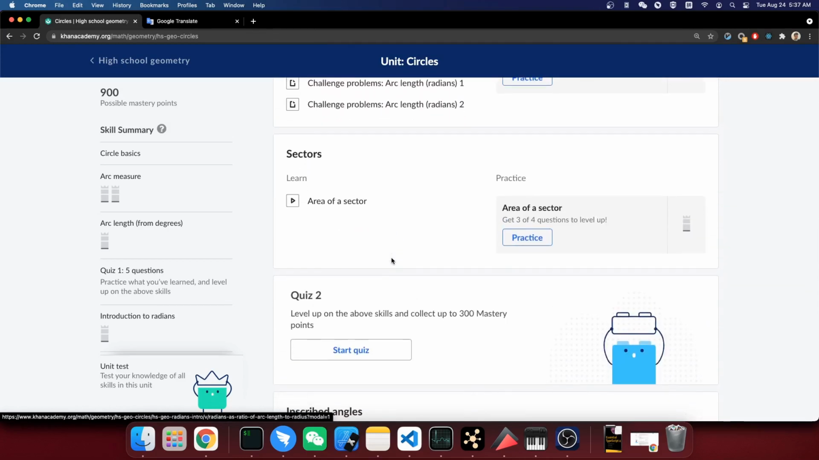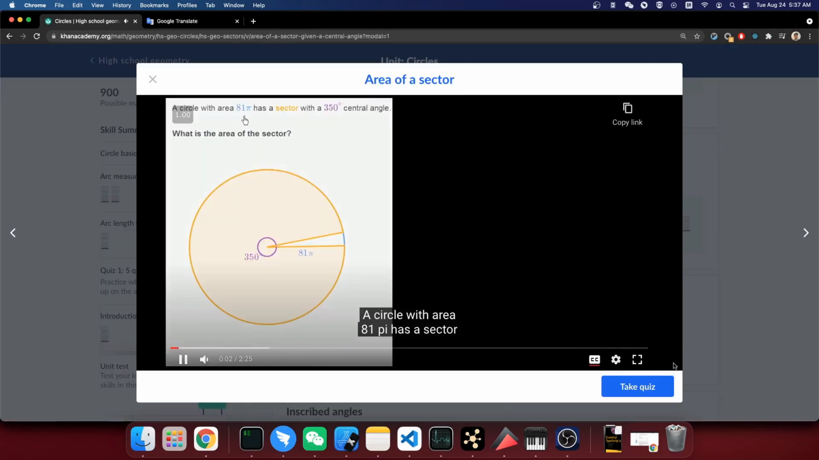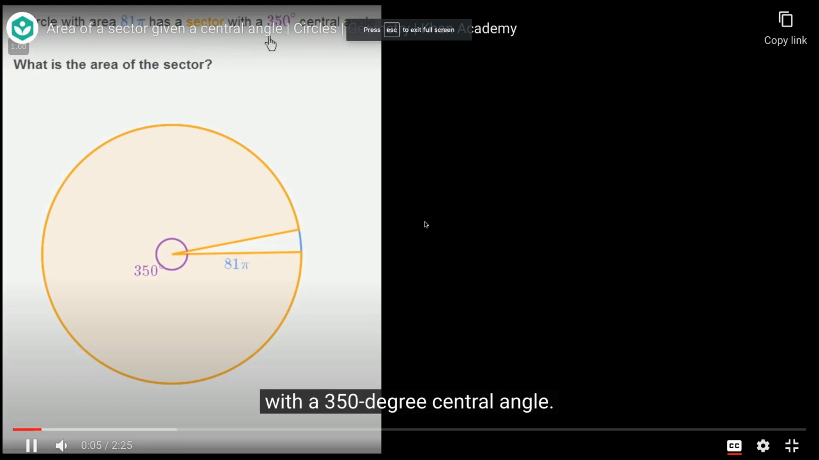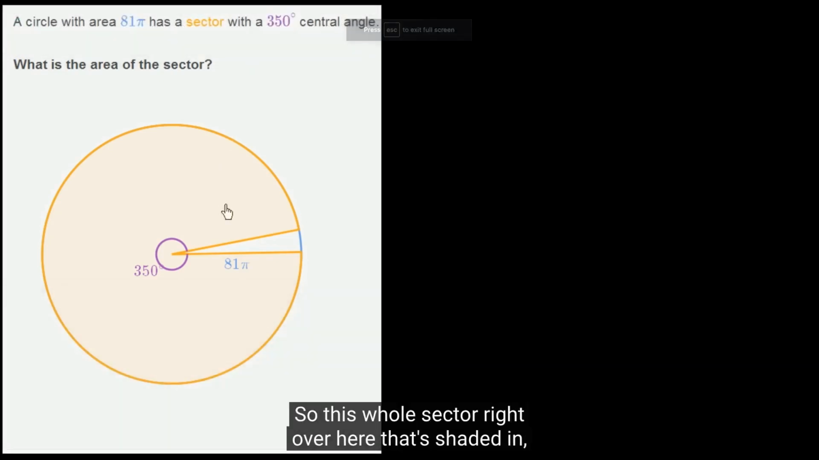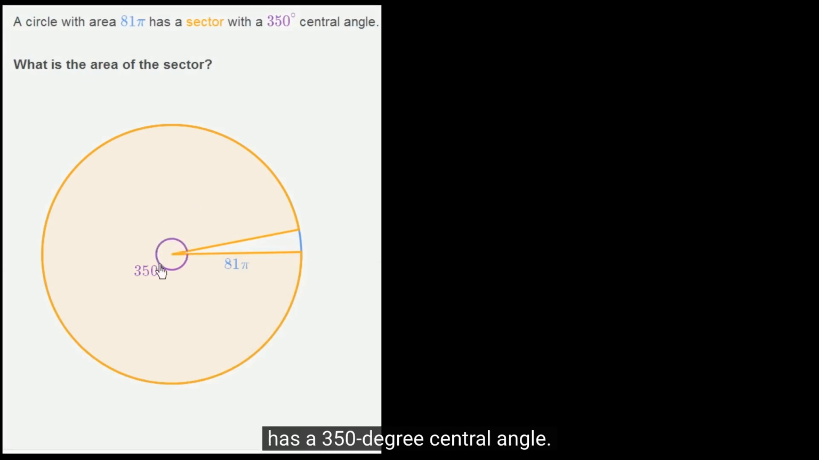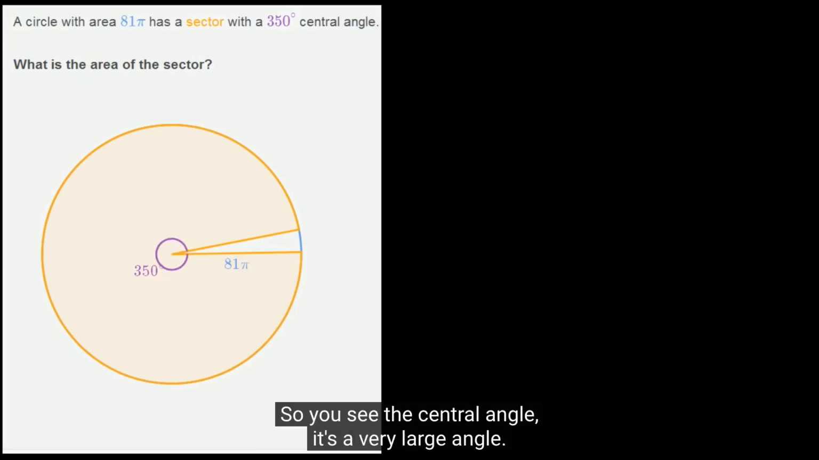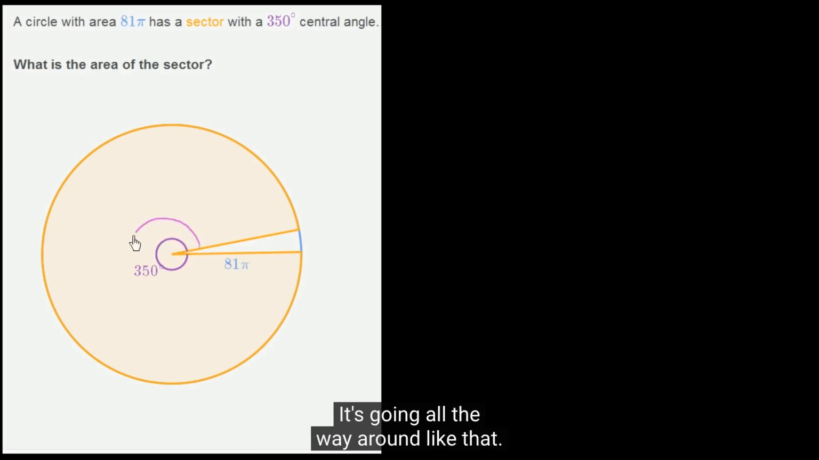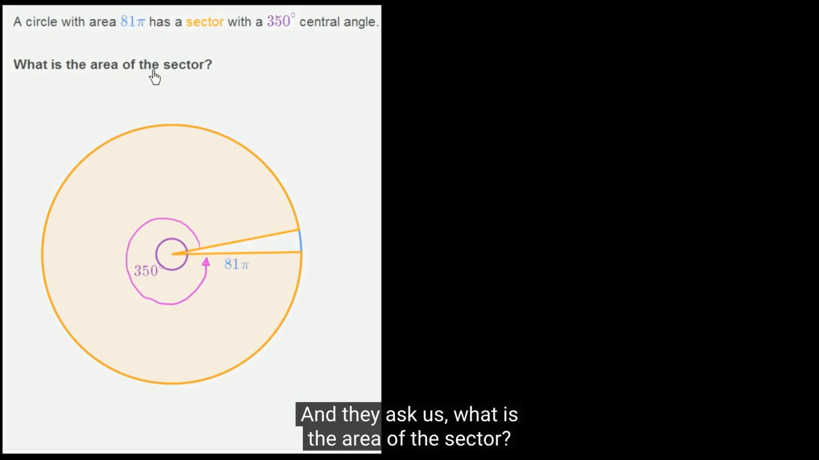Okay, so what is a sector? A circle with area 81 pi has a sector with a 350-degree central angle. So this whole sector right over here that's shaded in this pale orange yellowish color has a 350-degree central angle. You see the central angle is a very large angle. It's going all the way around like that. And they ask us, what is the area of the sector?